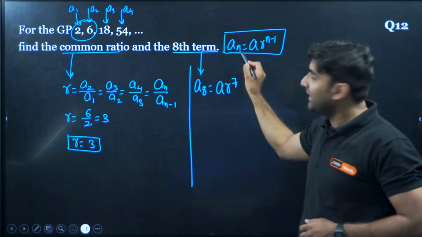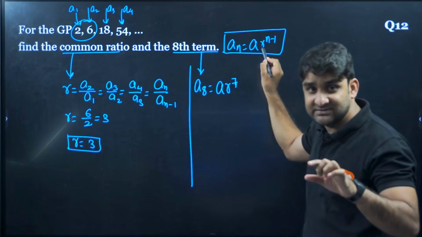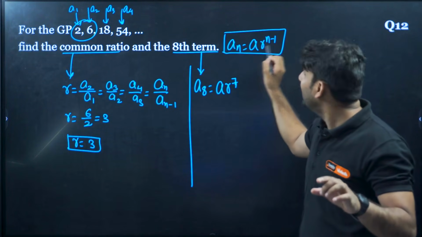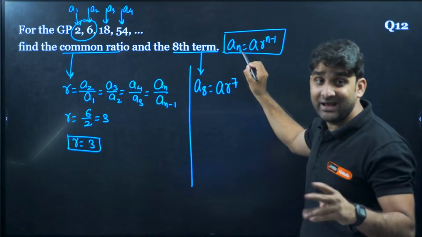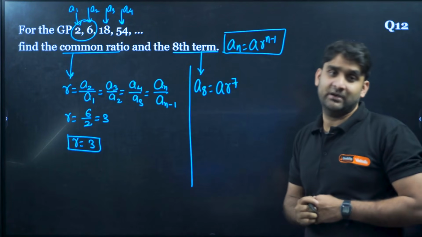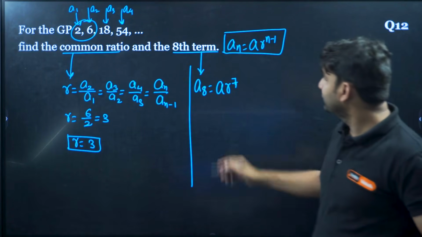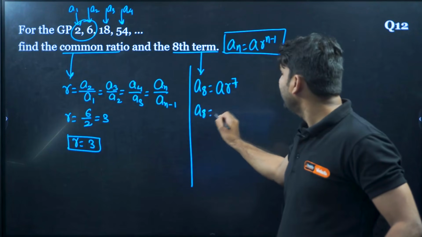So if you are taking n here, R will go 1 less. So if you take n 10, R will go 9. If you take n as 8, R will be 7. Clear everyone? So calculate. A is what?